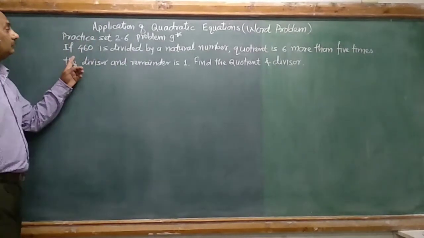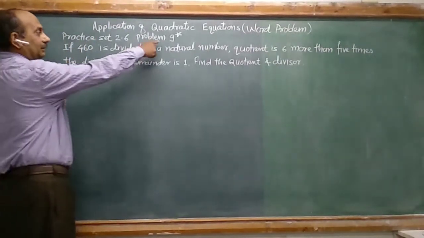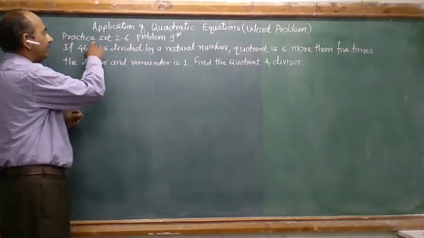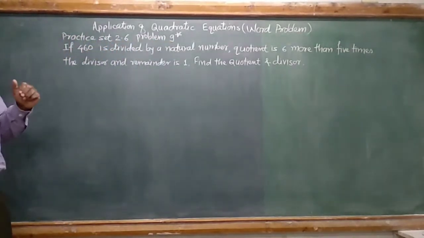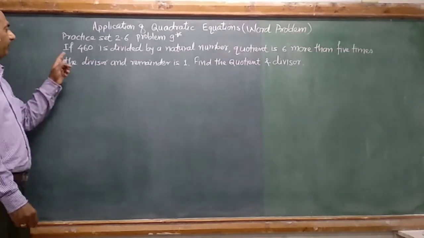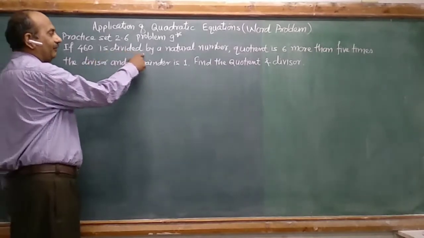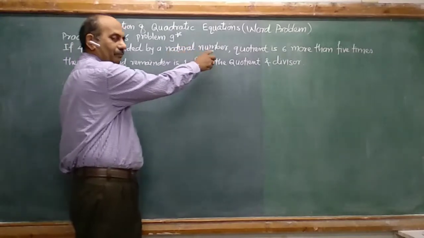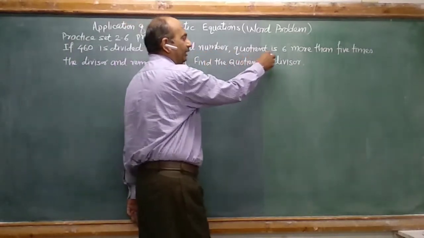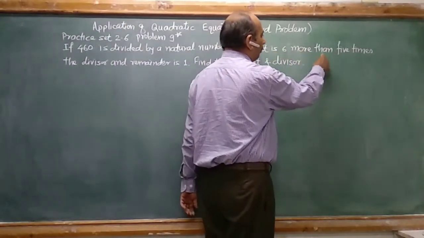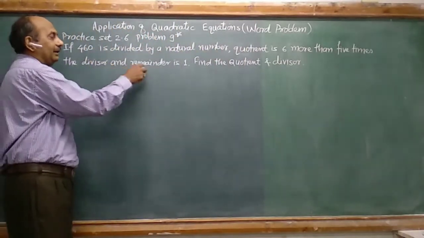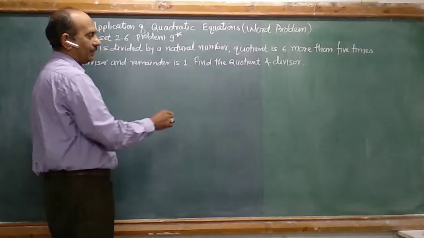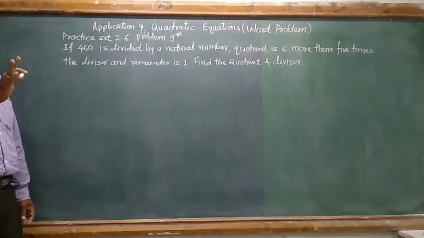Okay. Now we consider the ninth problem from the same practice set 2.6. So let us see what the problem is. If 460 is divided by a natural number, the quotient is 6 more than 5 times the divisor and the remainder is 1. Find the quotient and divisor.